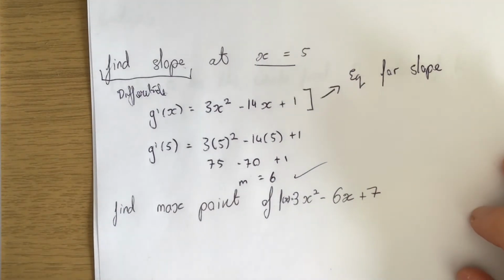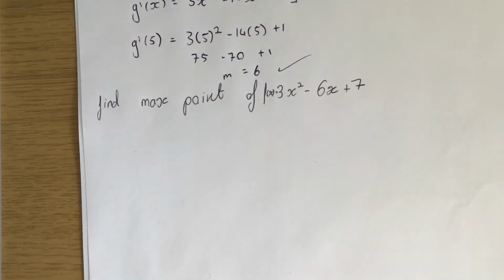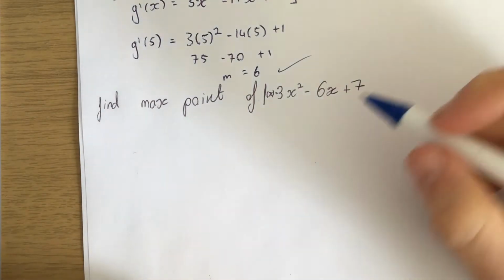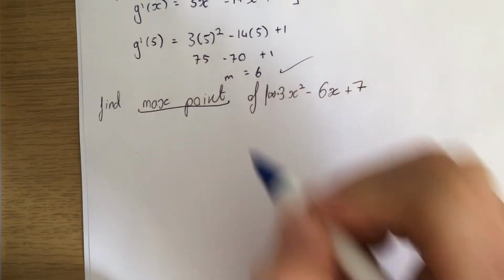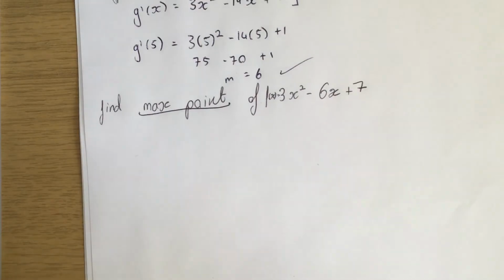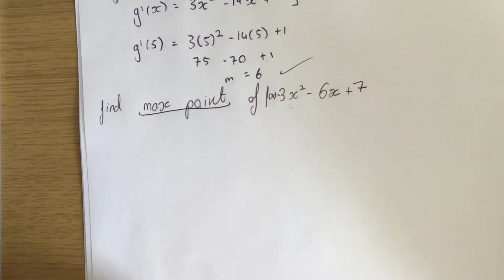Now, the last one we're going to look at, find the max point of f of x is 3x squared minus 6x plus 7. Now again, this is a differentiation question. Now it doesn't say differentiate or anything like that, but this idea, max point or a minimum point, or sometimes you'll see them called turning points. But find the max point of f of x equals 3x squared minus 6x plus 7.